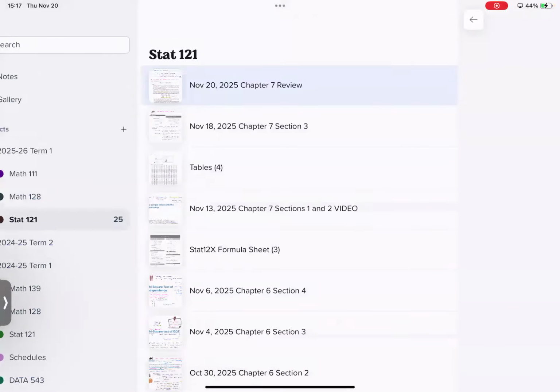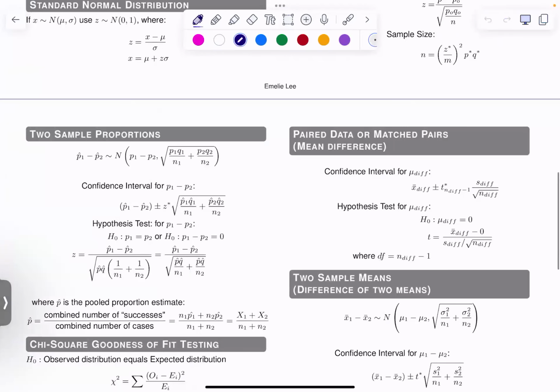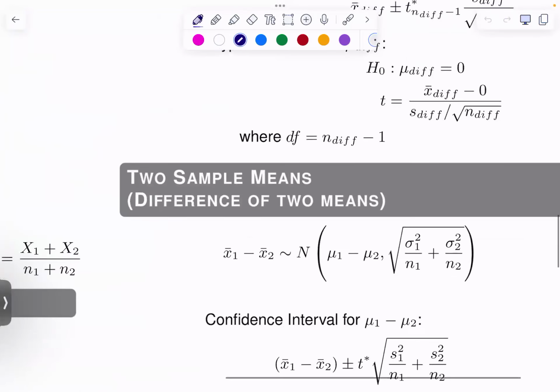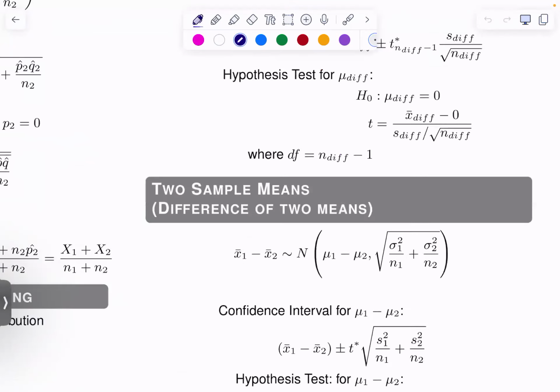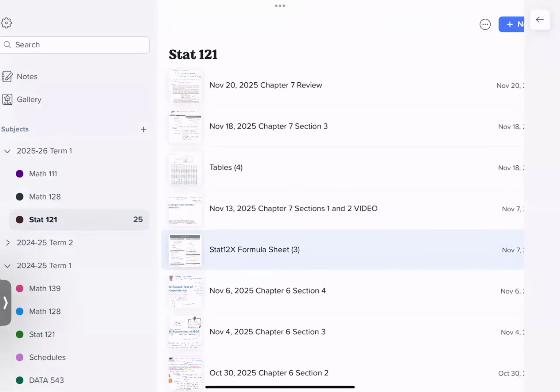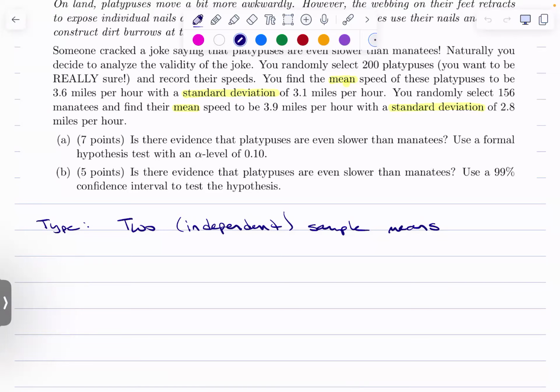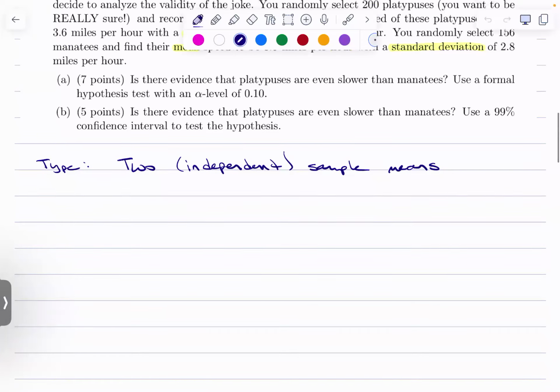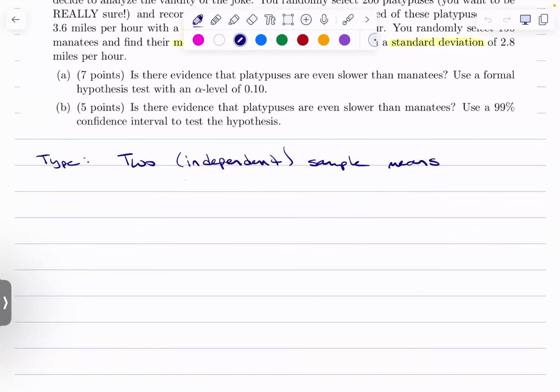I think on your formula sheet, though, I just have it as two sample means. But if you want to toss an independent in there, that's cool. I do it for emphasis. So two sample means, since I want to compare the means from two groups, which I'll do as a follow-up here. Now, you don't have to justify which type you choose. I'm just doing it so that you know why.